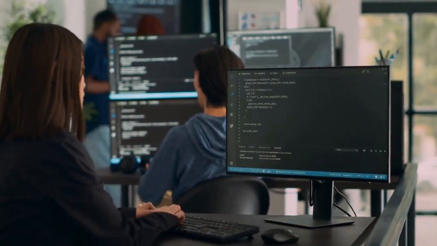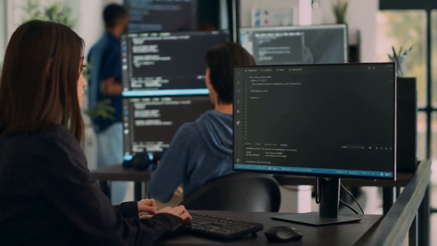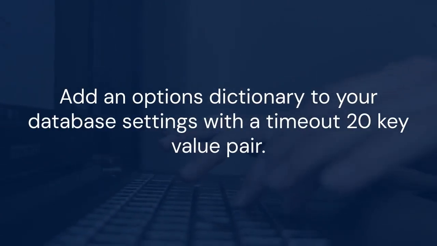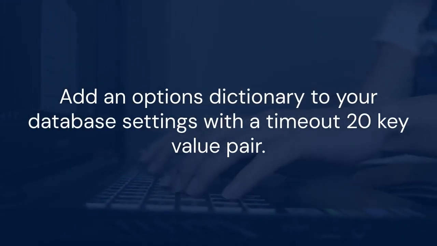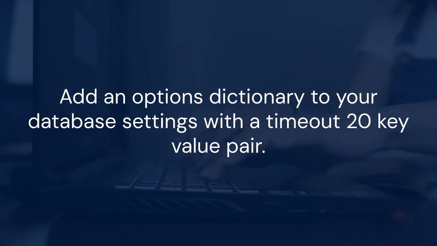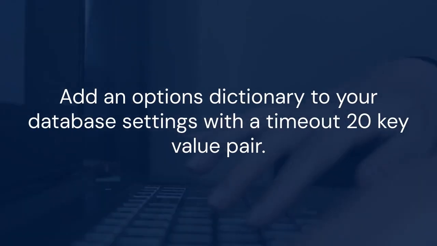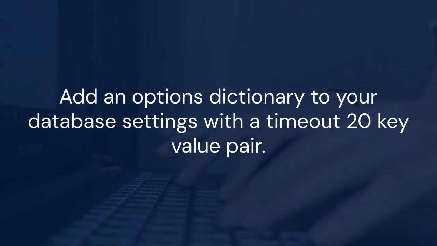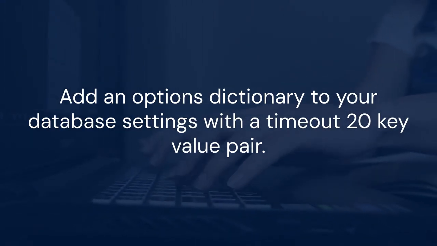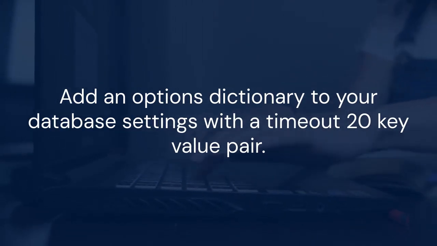In a standard Python script, you can do this by adding a timeout parameter to your connection, like sqlite3.connect('mydatabase.db', timeout=10). In Django, you can do the same thing in your settings.py file. Just add an OPTIONS dictionary to your database settings with a 'timeout': 20 key-value pair.